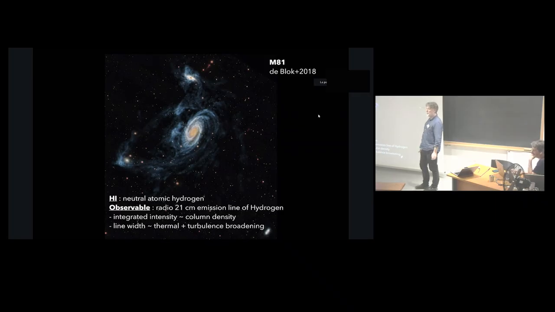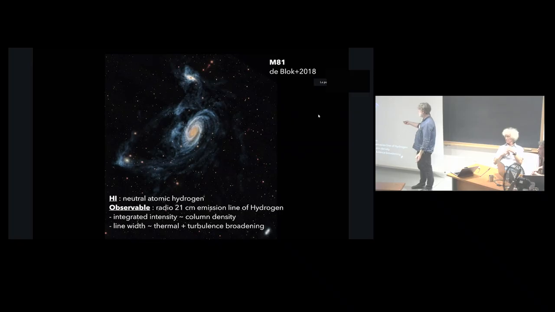The observable I will show you, in most of the slides you will see, comes from the 21 centimeter emission line of hydrogen, detected in the radio since 1951 and observed extensively in the Milky Way and in nearby galaxies. The integral of the line is proportional to the column density, so it gives you a sense of how many neutral hydrogen atoms you have on the line of sight. And the line width gives information about the thermal broadening and the turbulence broadening of your gas.